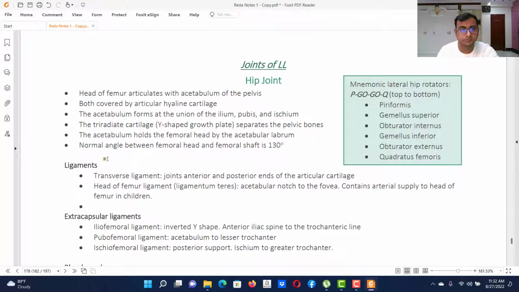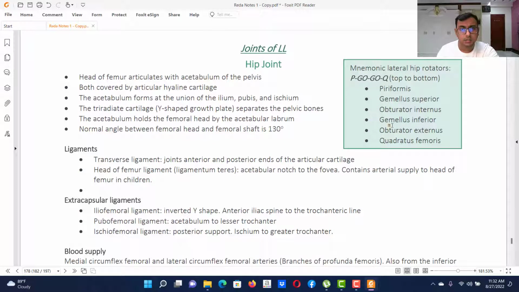Hip joints. Now the joints. There is a mnemonic for the hip rotators: P go go Q. That is piriformis, gemellus superior, obturator internus, gemellus inferior, obturator externus, and quadratus femoris. This is also P go go Q. I already told you about the rotators, so it is a mnemonic to remember this.